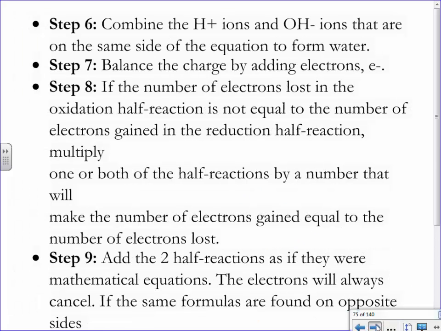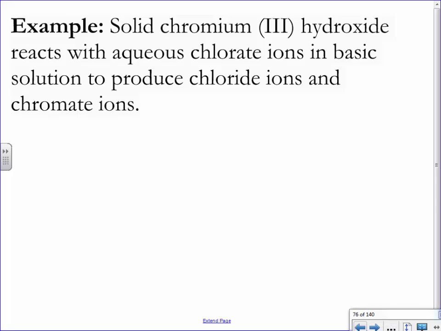So I'm going to do the same thing as always, though. I'm just going to hop right in. We're going to give this one a try. You guys can read through the steps later if you like. Okay, it says we have solid chromium 3 hydroxide, and it reacts with aqueous chlorate ions to produce chloride ions and chromate ions. Right off the bat, we could try to use our table. You guys are more than welcome to go take a look, but it may just be best if you just try to write it yourself, because you might not find everything we're looking for there.